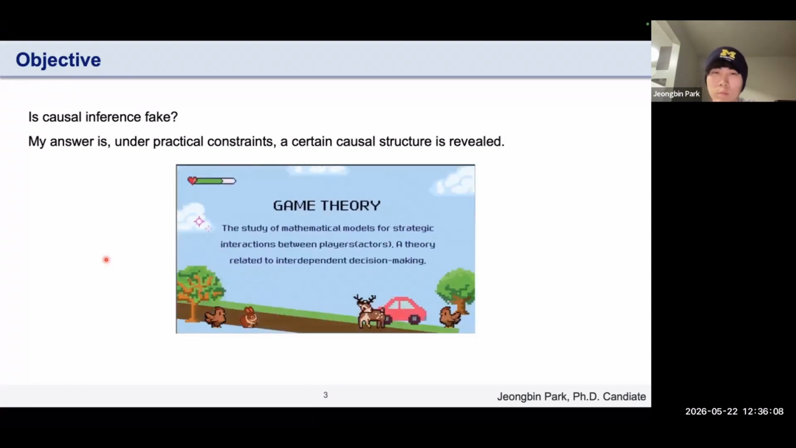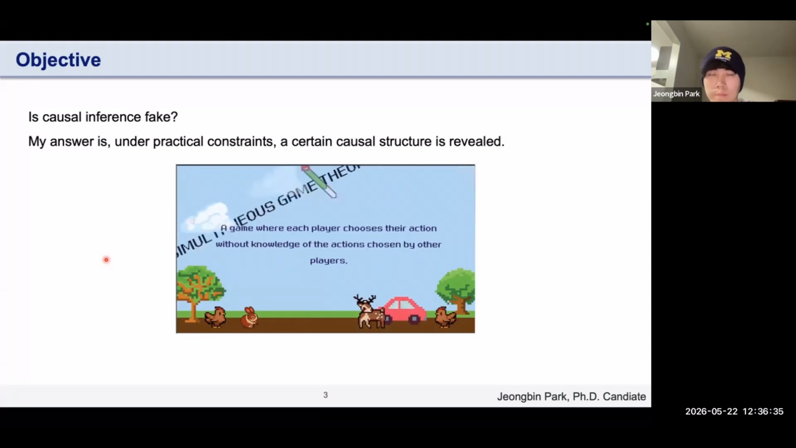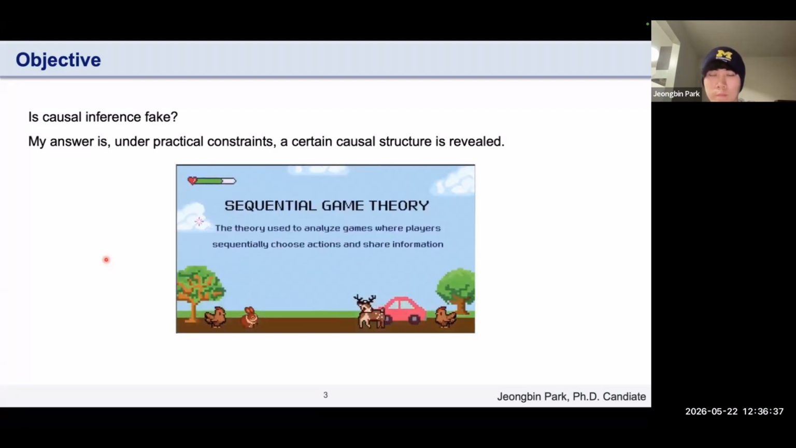This problem can be solved by applying game theory. Game theory is the study of mathematical models that describe strategic interactions between players, also referred to as actors. It is a theory related to interdependent decision-making. I've tried applying 2 different game theories to this problem. First is the simultaneous game theory. Simultaneous game theory refers to selecting strategies or actions simultaneously without knowledge of the actions chosen by other players. Next is sequential game theory, which is used to analyze games where players sequentially choose their actions and share information.